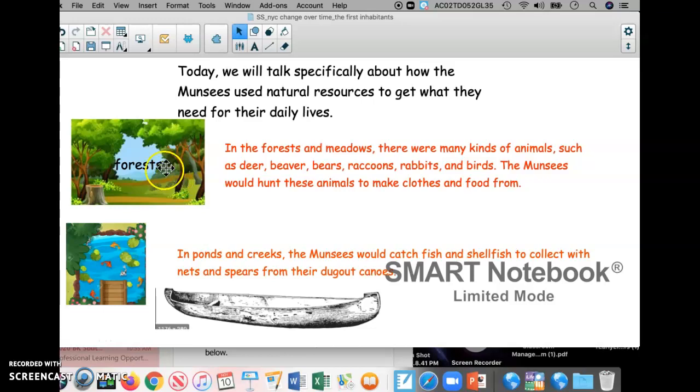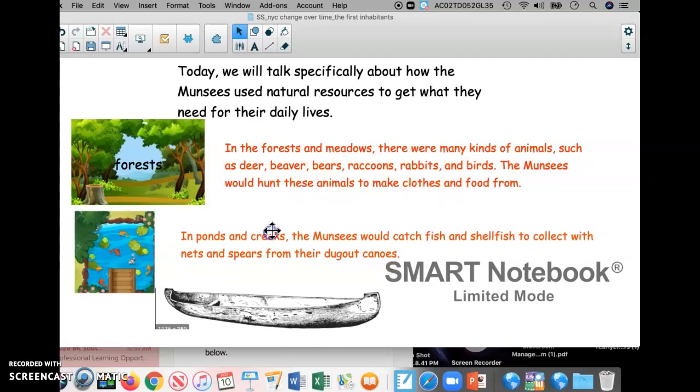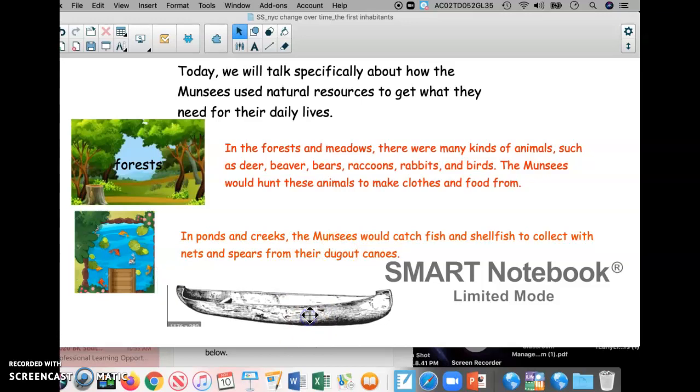Let's see. So we know that the Muncies lived near a forest, and they would go in the forest and the meadows actually, and they would see all kinds of animals. They would see deer, beaver, bears, raccoons, rabbits, and birds. They would hunt these animals to make clothes and food from them. They would also go to the ponds and the creeks nearby, and that's where the Muncies would catch fish and shellfish, and they would collect them with their nets and spears from their dug-out canoes. This is an example of a dug-out canoe that they would use.